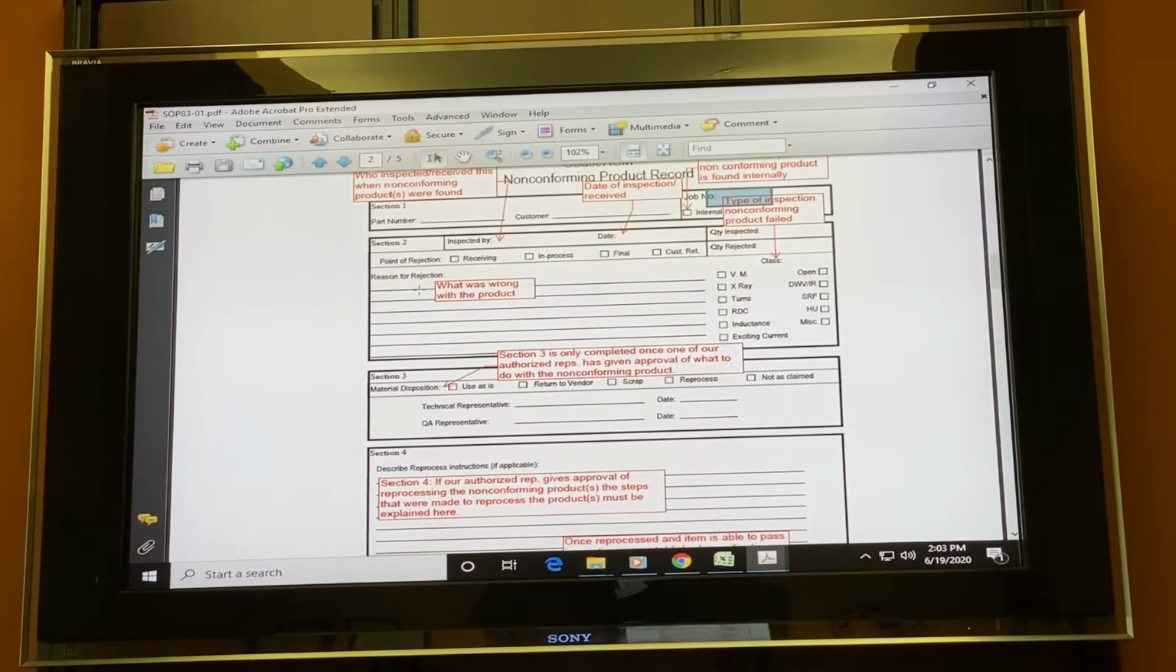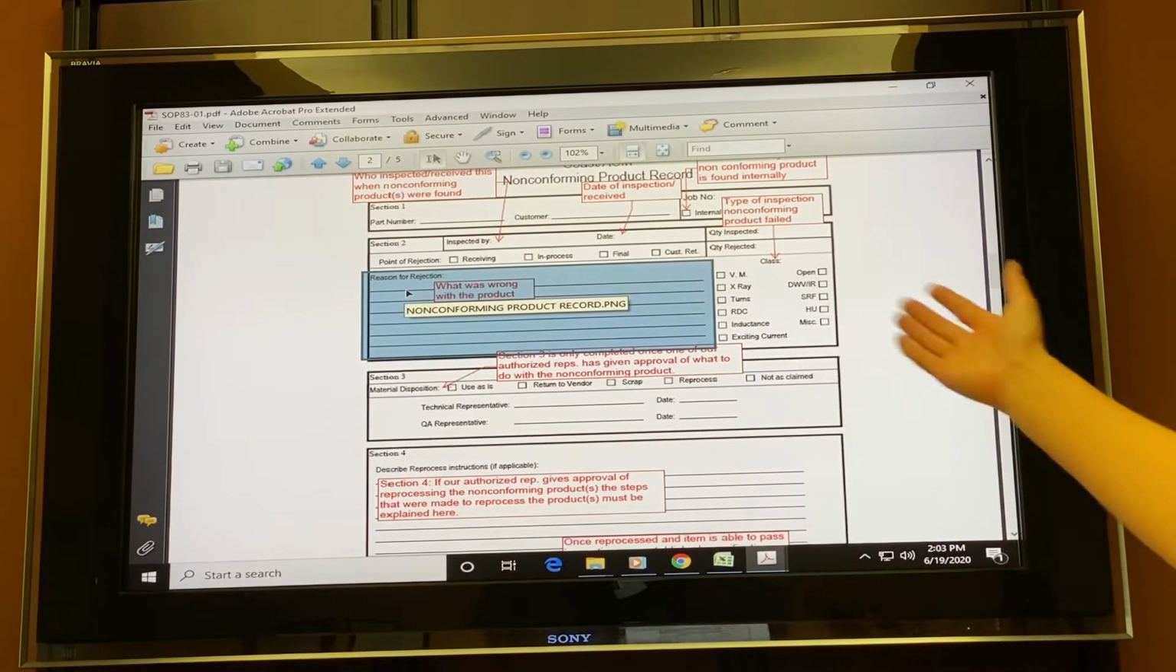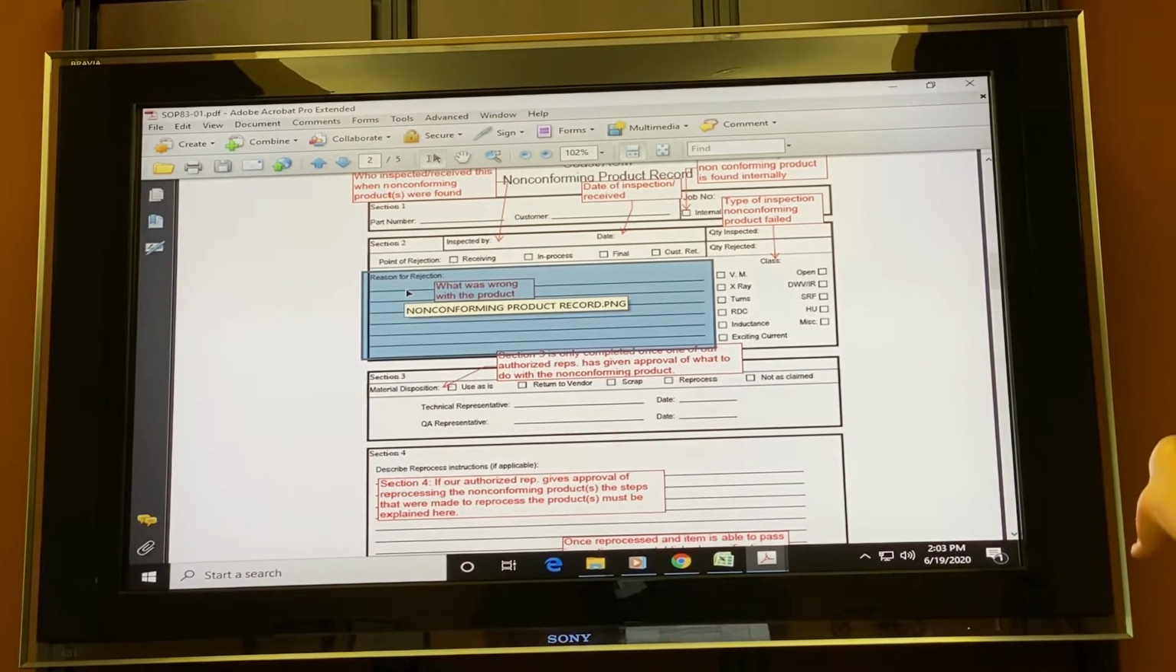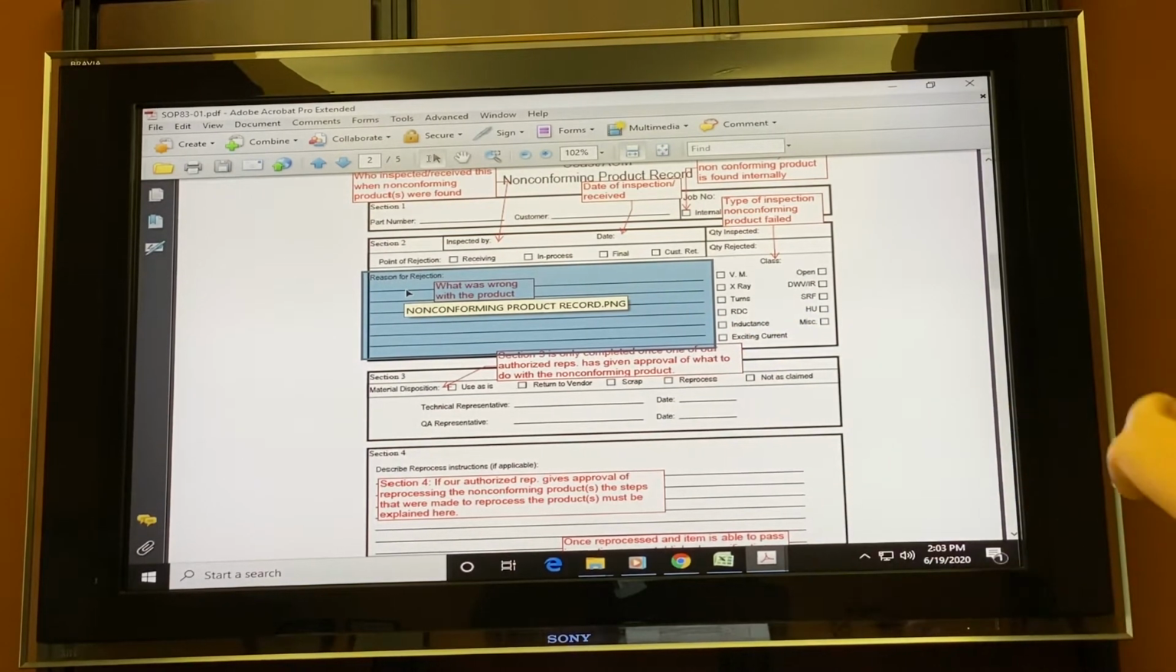So you put here what was wrong with the product. In the case of an x-ray, let's say that there was a void or extraneous material. Sometimes it'll be both, so you have to put exactly what that was for. So if it was only serial numbers 1 to 3 that failed for void, then you put serial numbers 1 to 3, failed for void, and then serial numbers 4 to 5 were due to extraneous material, let's say. And then you would check off x-ray.